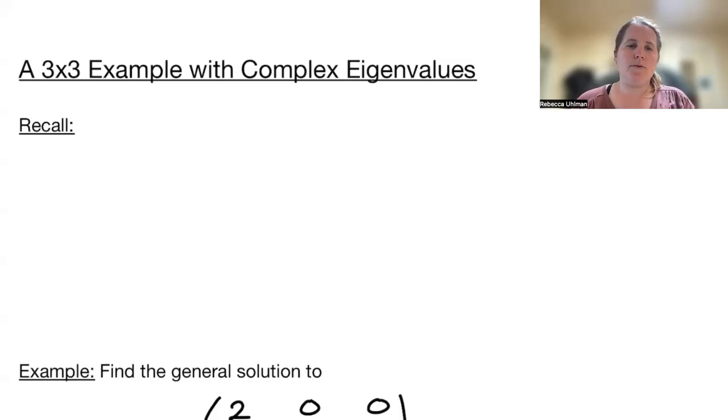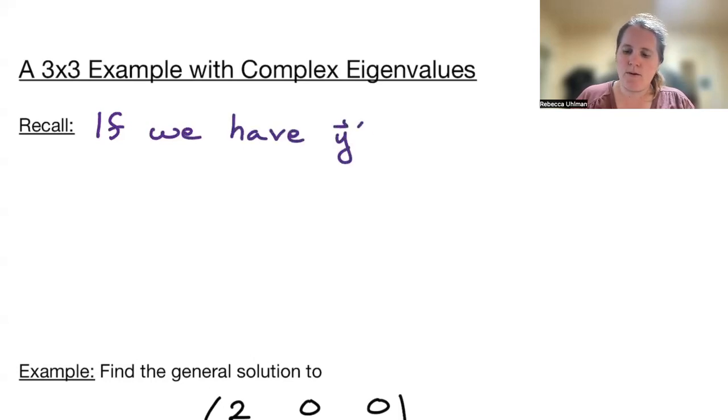Welcome to a 3x3 example with complex eigenvalues. So again, recall, if we have the system y prime is equal to Ay, where A is an n by n constant matrix.